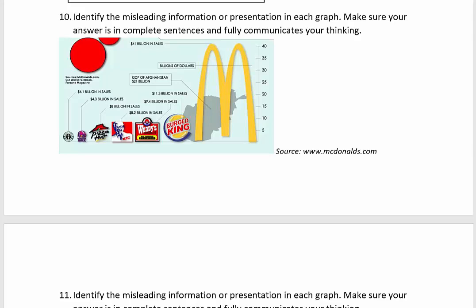Question 10 here. Again, we're looking at a misleading graph or a statistic, and we're supposed to identify what's going on here. So let's see. This is sales from the fast food chains, and it looks like we've got a little pictograph here of Starbucks, Taco Bell, Pizza Hut, KFC, Wendy's, Burger King, and McDonald's. And McDonald's looks like they're ruling the planet here. And the misleading piece of information here is this is a pictograph, right? Anytime you see a pictograph like this, it's usually going to distort the differences between the things they're comparing.